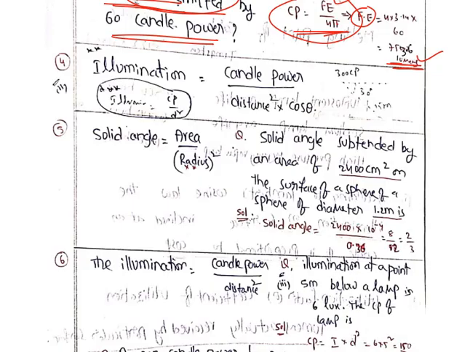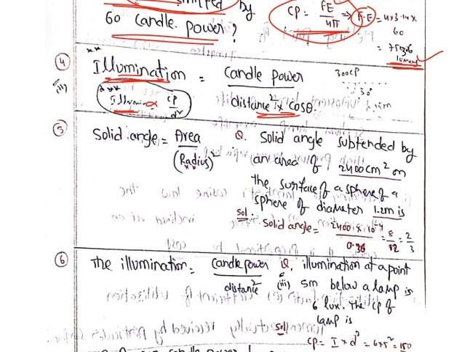Another repetitive model, very, very important this one. Illumination formula is candle power by distance square into cos theta. Illumination equals candle power by distance square into cos theta. So what can we write based on this? Illumination is proportional to candle power by distance square. Based on that, for problem calculations we can use illumination equal to Cp by d square. Many problems will be given on this topic. Very, very important: illumination equals candle power by distance square into cos theta.